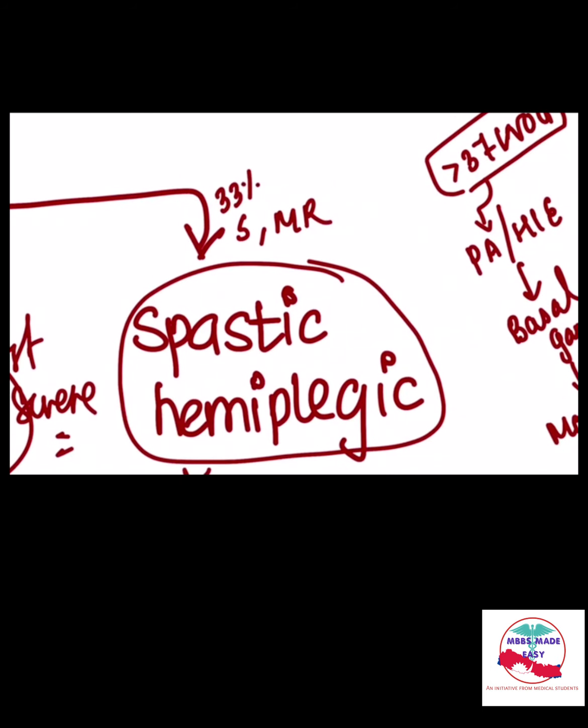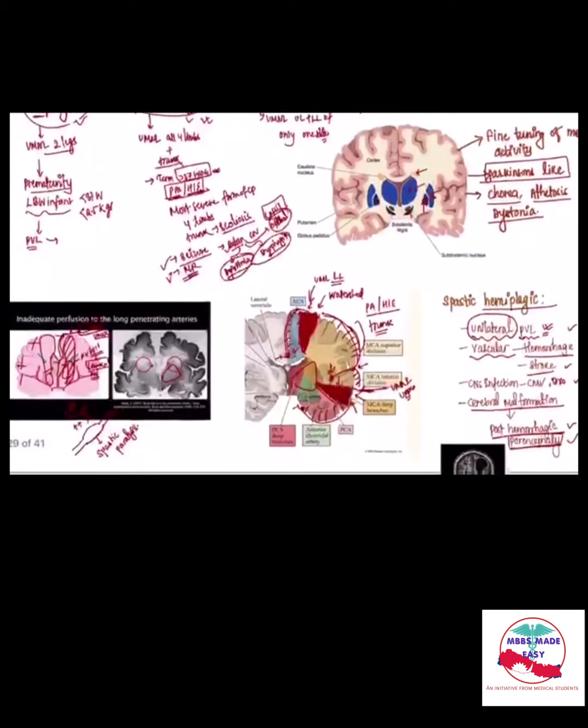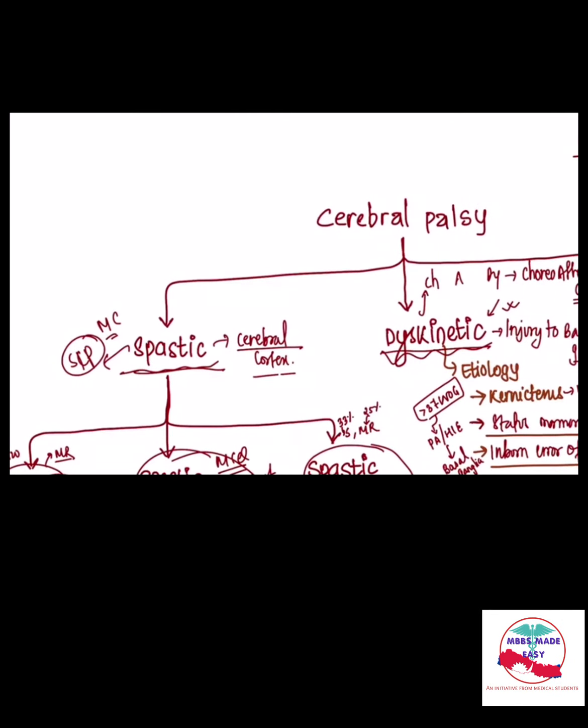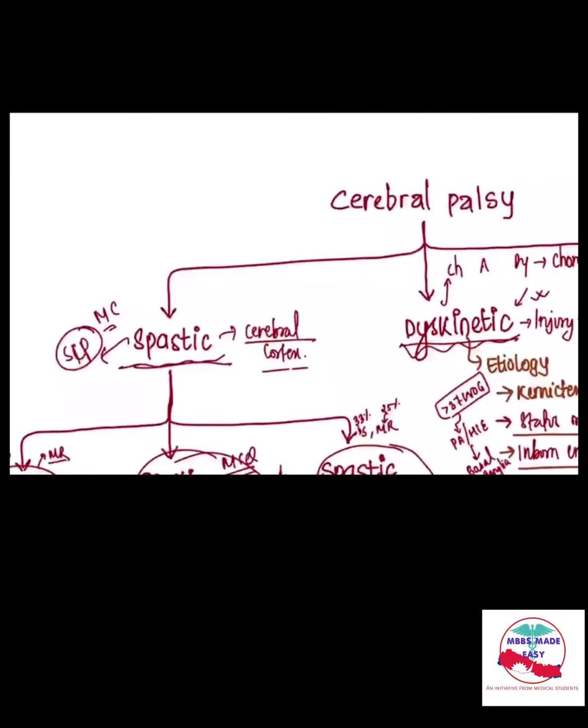So up to 33% of the cases of spastic hemiplegic cerebral palsy have seizures, and up to 25% also have mental retardation, right? One more thing is that some authors also classify cerebral palsy into two additional classes. One being atonic type of cerebral palsy, and the other is mixed type of cerebral palsy.